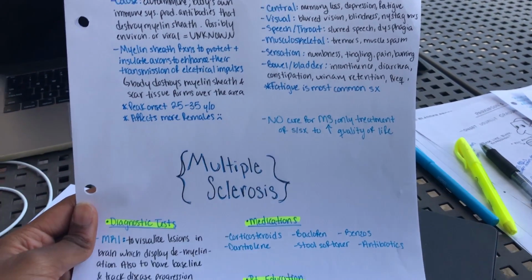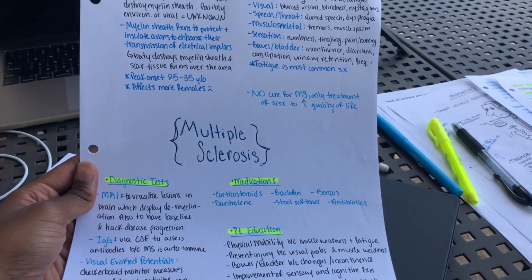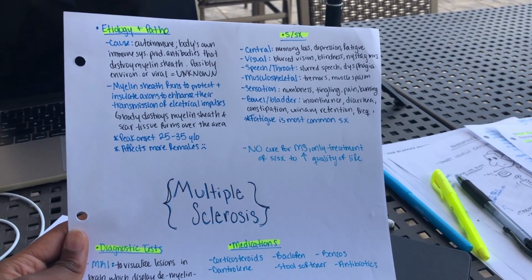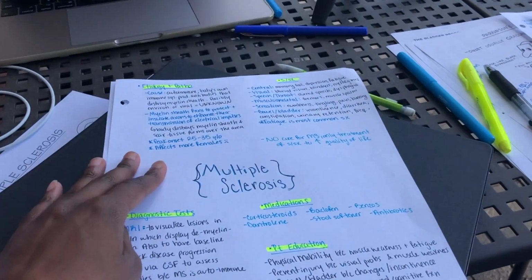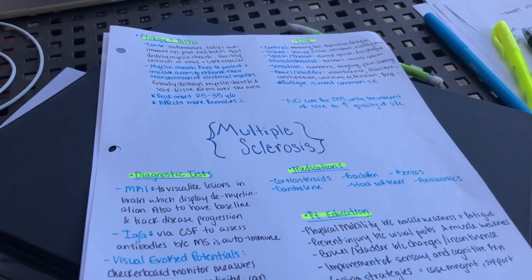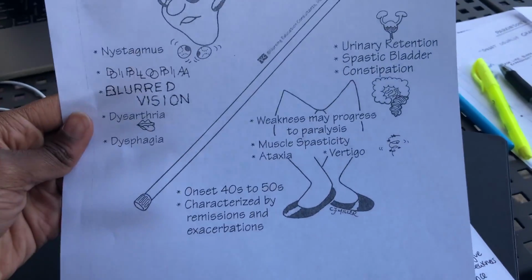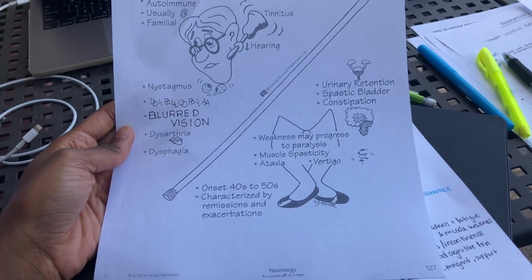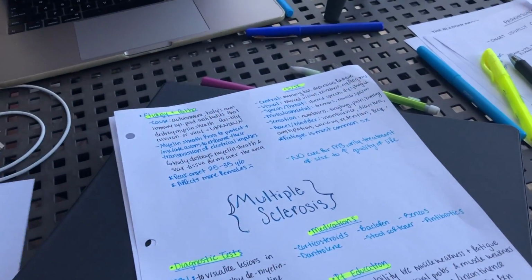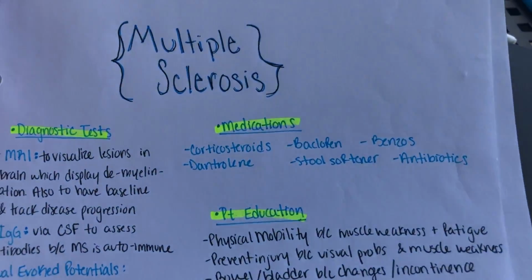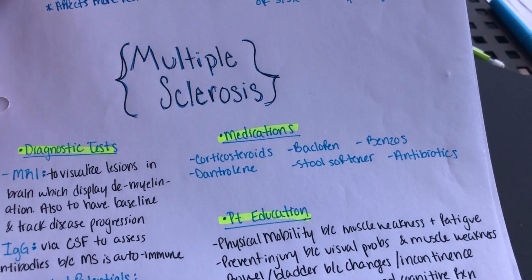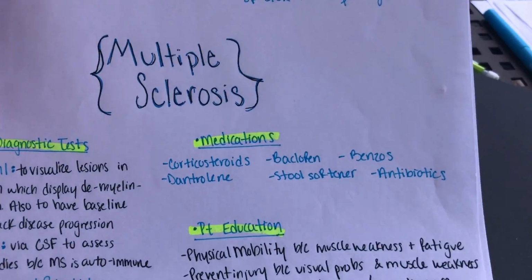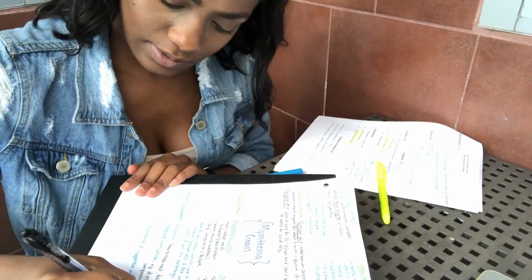So this next concept map that I worked on is for multiple sclerosis. As you guys can see, I have some etiology and pathophysiology, signs and symptoms, diagnostic tests, and I also have this thing that my professor gave me, just a picture to help remember all the signs and symptoms and important things about MS. And you can see the medications here, but I don't go in depth because I have a medication sheet that's separate that has everything I need to know about the meds.